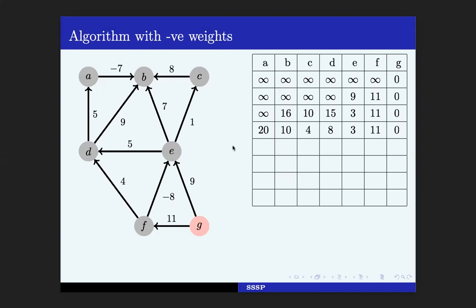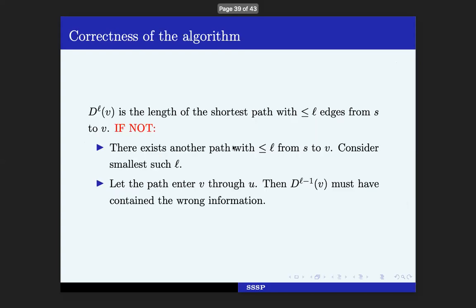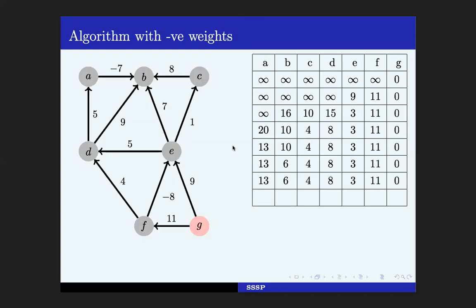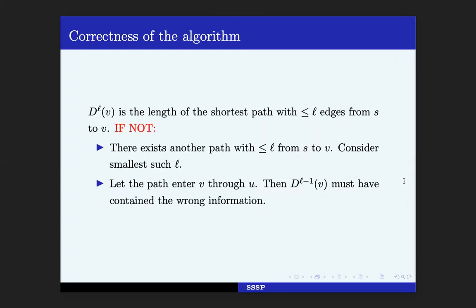You can keep on going like this, and basically you will be able to solve the whole thing, and at the end you will have the final result. So what is the correctness of the algorithm? The main idea is that DLV is the length of the shortest path of less than or equal to L edges from S to V. If I can prove this fact, this is basically what we want to prove. If we can prove this fact, then we know that D(n-1)V will have the right answer.